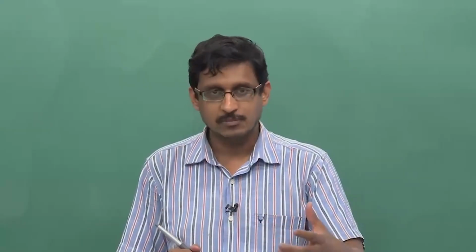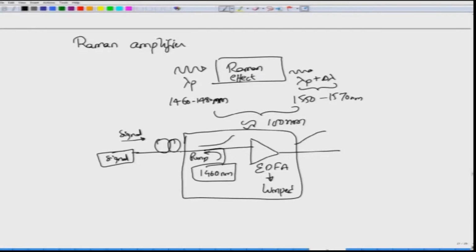Raman amplifier is normally combined with the erbium doped fiber amplifier because Raman by itself is not used for optical amplification purposes. The reason is that as the pump power increases, there is a backscattered power called Rayleigh scattering. This Rayleigh scattering limits the maximum pump power that I can use for the Raman amplification process.